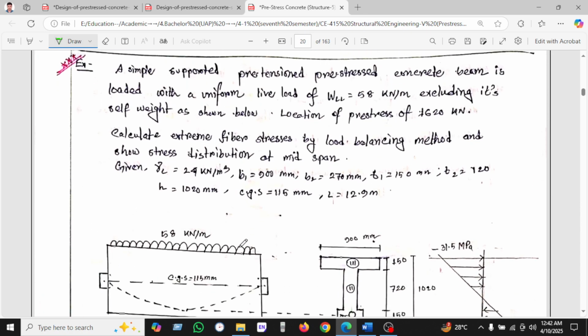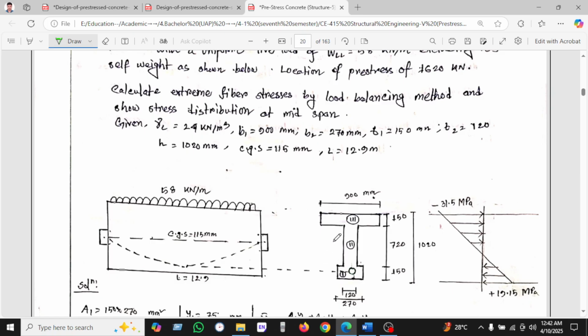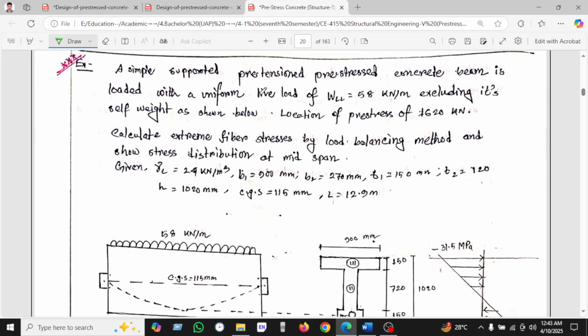Okay, let's see another example of a variable section, where the I section is given here. So let's see a simply supported post-tensioned prestressed concrete beam loaded with a uniform live load of 55 kN/meter, and it also carries its self weight, as shown below. The location of the prestress is shown. Calculate the extreme fiber stress using the load balancing method. So this is the balancing method.